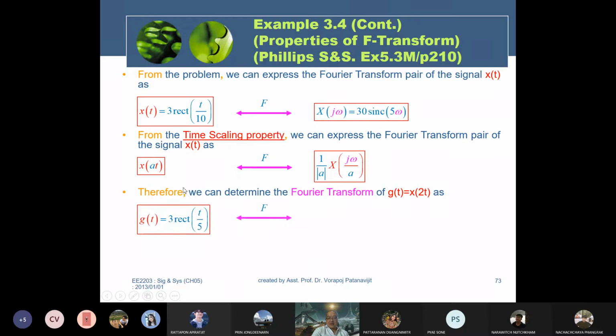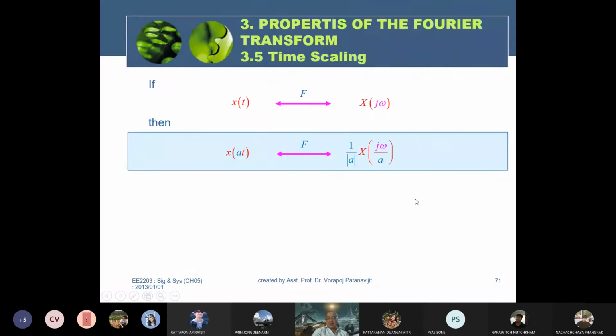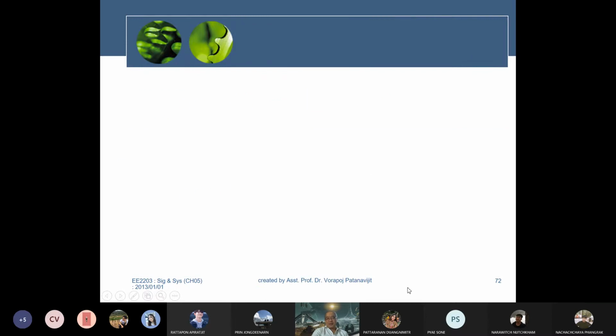By half. Therefore, from the time scaling property, you scale by a, in this case a equal to 2, you scale by half. If a equals 2, g(t) is scaled by 2. Divide every omega by 2 and divide the overall magnitude by 2. You can see that it is not necessary to recompute the Fourier transform of them. You only need to take advantage of this property: divide every omega by a and divide the overall magnitude by the absolute value of a.